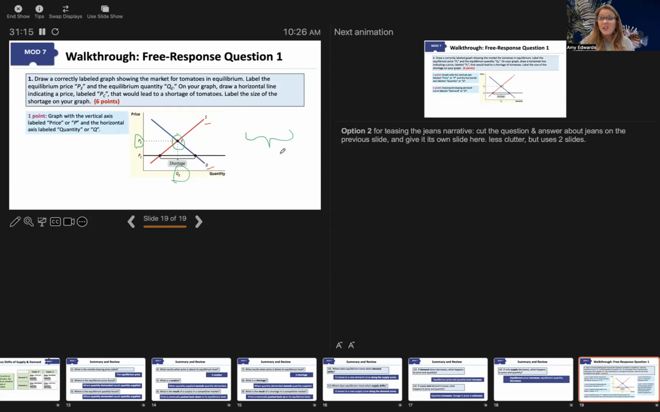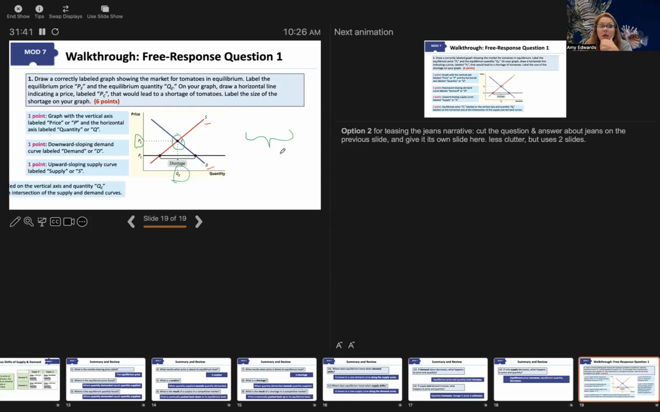Okay. I'm like, ooh, I could rock this one. So you get 1 point for graphing the vertical axis, labeling it price or P, and the x-axis quantity or Q. Easy point. You've got to make sure that you've got a downward sloping demand curve that you labeled with the word demand or D. Okay, I can do that. Upward sloping supply curve, labeled S. Okay, I can do that.